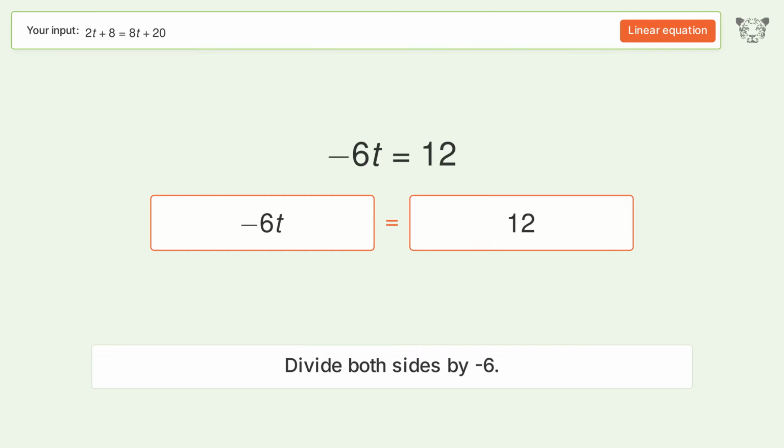Negative 6 is multiplying t. To leave t alone, divide both sides by negative 6.